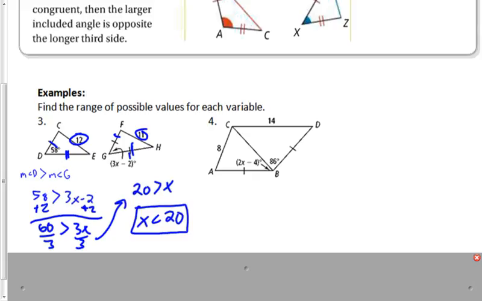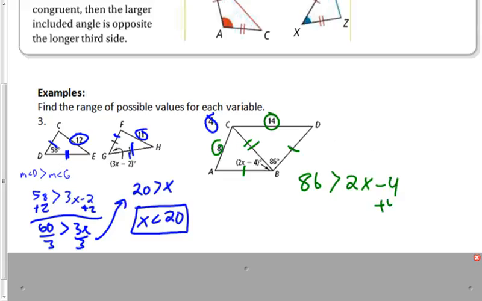Now for number 4, we have two triangles, but they're sandwiched together here. We do have a side and a side congruent. We also have the reflexive property, so that included side, the one that's touching, would be the same as well. And we have the third side's length. So in this case, we know that the angle opposite 14 has to be greater. So 86 has to be greater than the angle opposite 8, so it's opposite 2x minus 4.